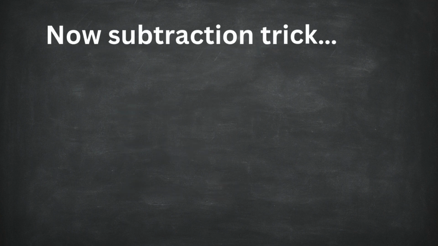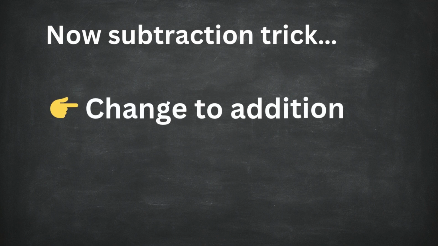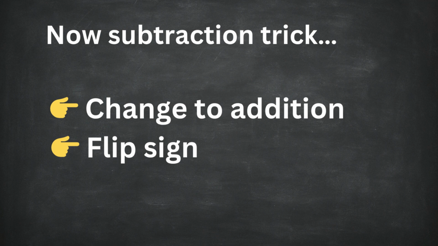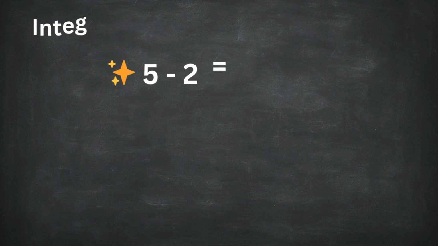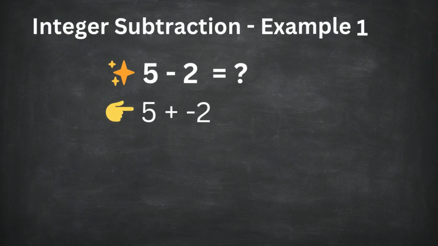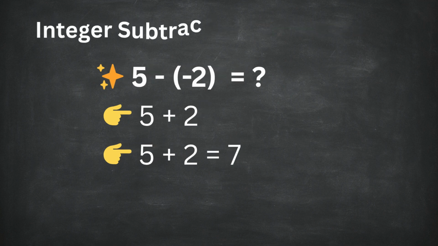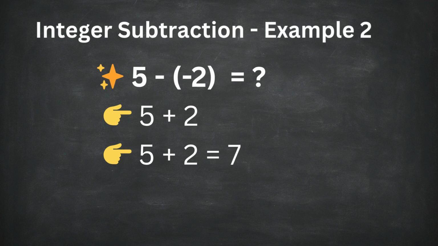Now let's understand subtraction. Subtraction becomes very easy if you remember one simple trick. Change subtraction into addition and change the sign of the second number. So 5 minus 2 becomes 5 plus negative 2. Now we already know how to solve it. The answer is 3.